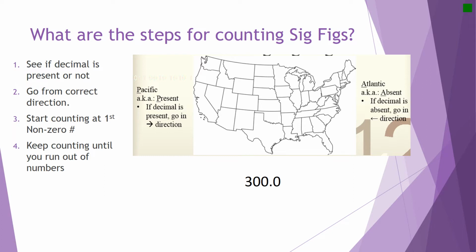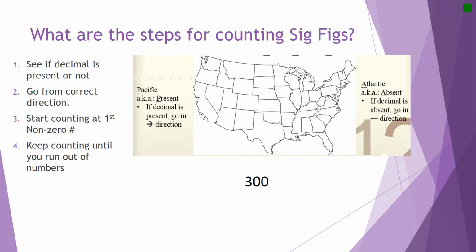All right, so see if a decimal is present or not. It is present right there. So count from that direction. We're going to start from the Pacific or the present side, which is the left side, and work our way into the United States, right? Start counting at the first non-zero and keep counting till you run out of numbers. So we've got 1, 2, 3, 4. So this would have 4 sig figs. All right, let's try the next one. Notice that numerically it looks like the same number, but it's not, according to rounding and significant figures. This 300 was measured with a worse instrument than the 300.0.